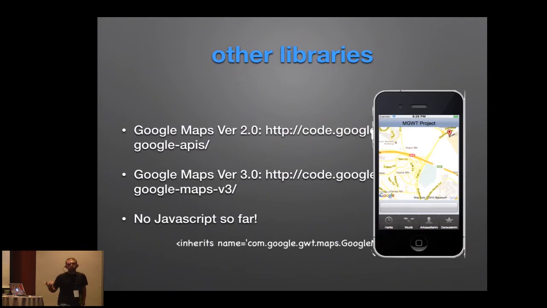I would really need to use some other libraries, so I decided to try MGWT with maps at first. I tried version 2. This was an experiment I did a few years ago, so at that time version 3 was still beta. So I started with version 2, then moved to version 3. I didn't really need to use any lines of JavaScript. I just needed to add the inherit part to the GWT XML and add the library.